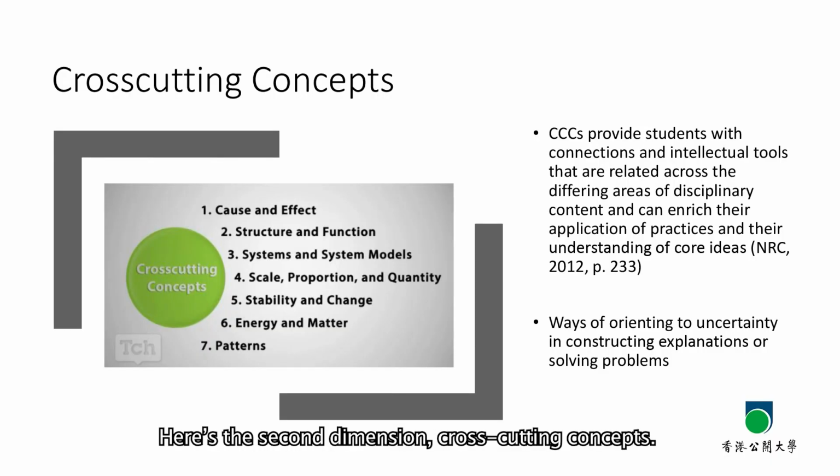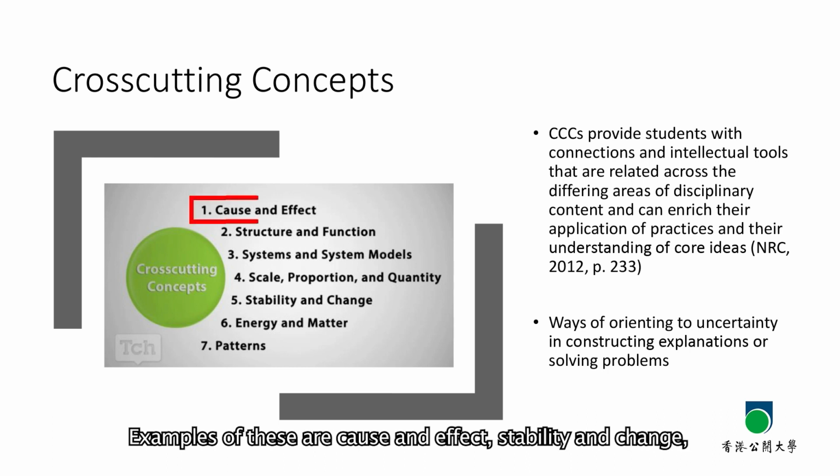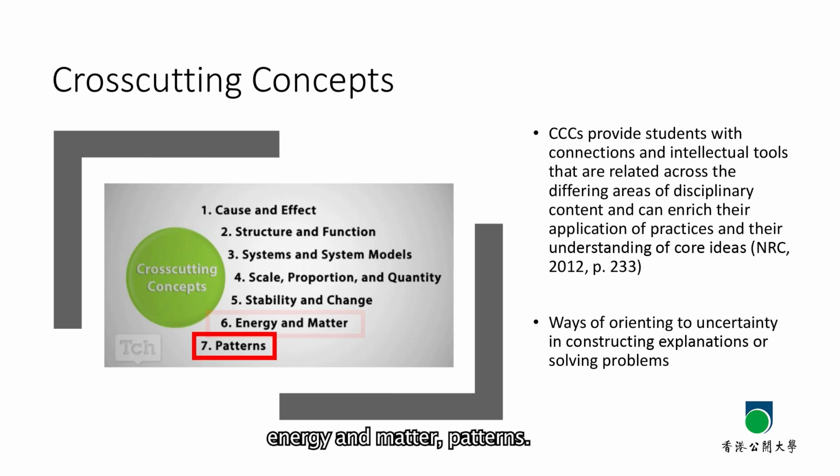Here's the second dimension, cross-cutting concepts. So examples of these are cause and effect, stability and change, energy and matter, patterns. There are seven of these.